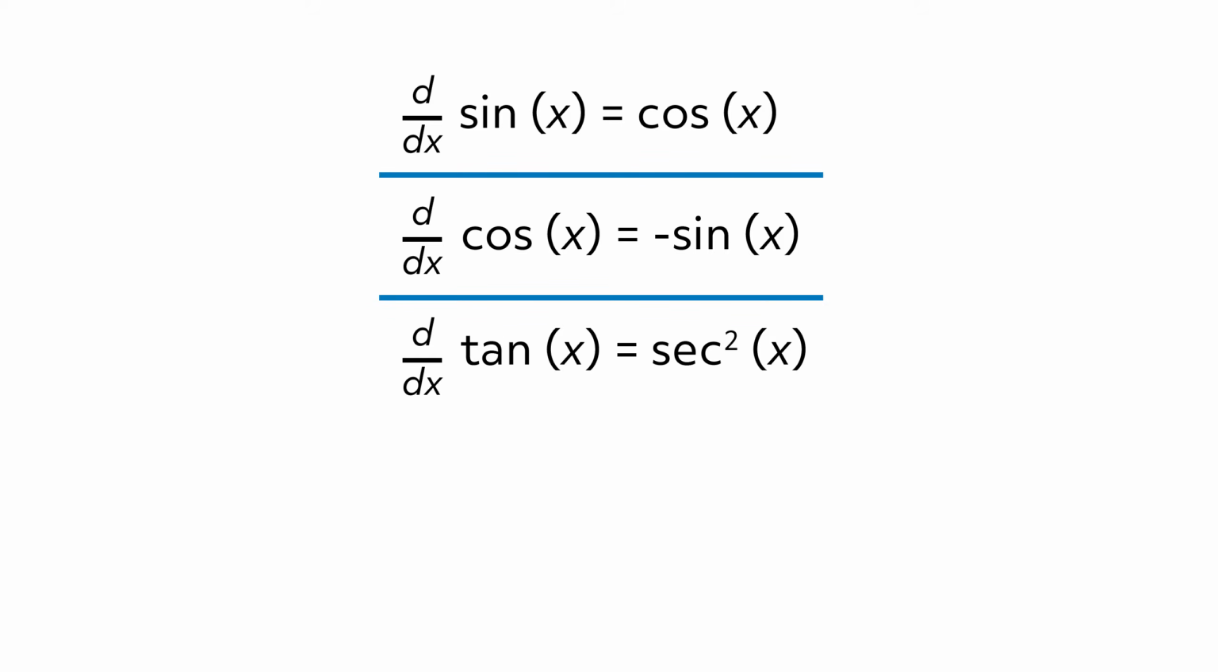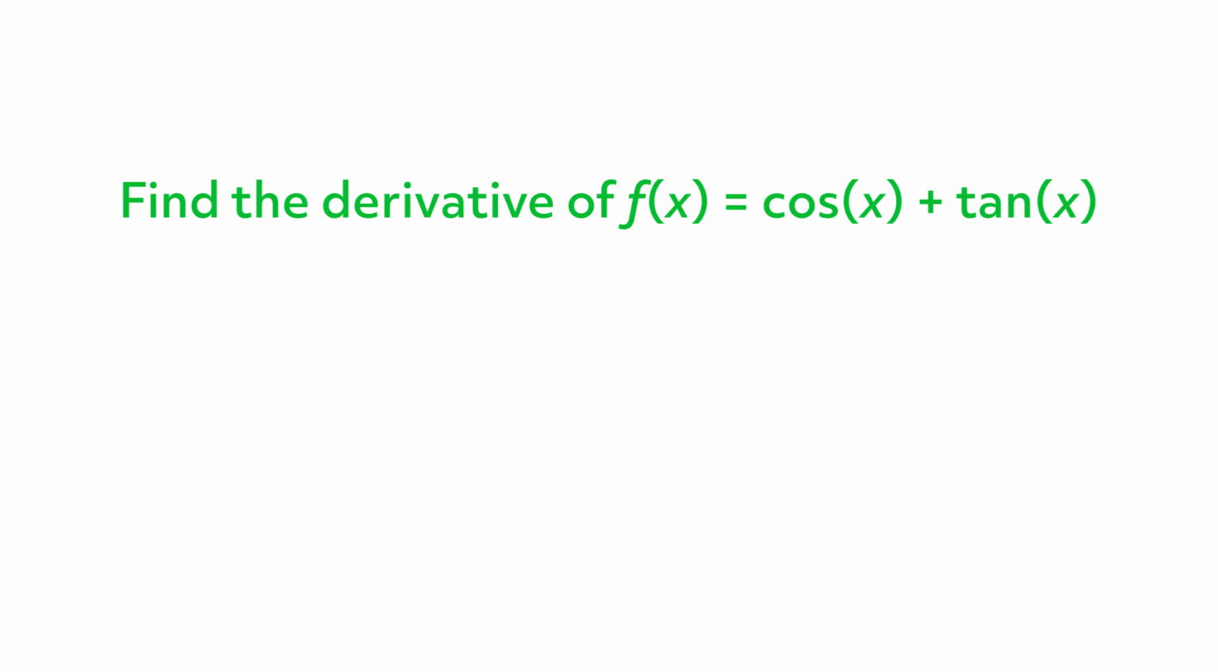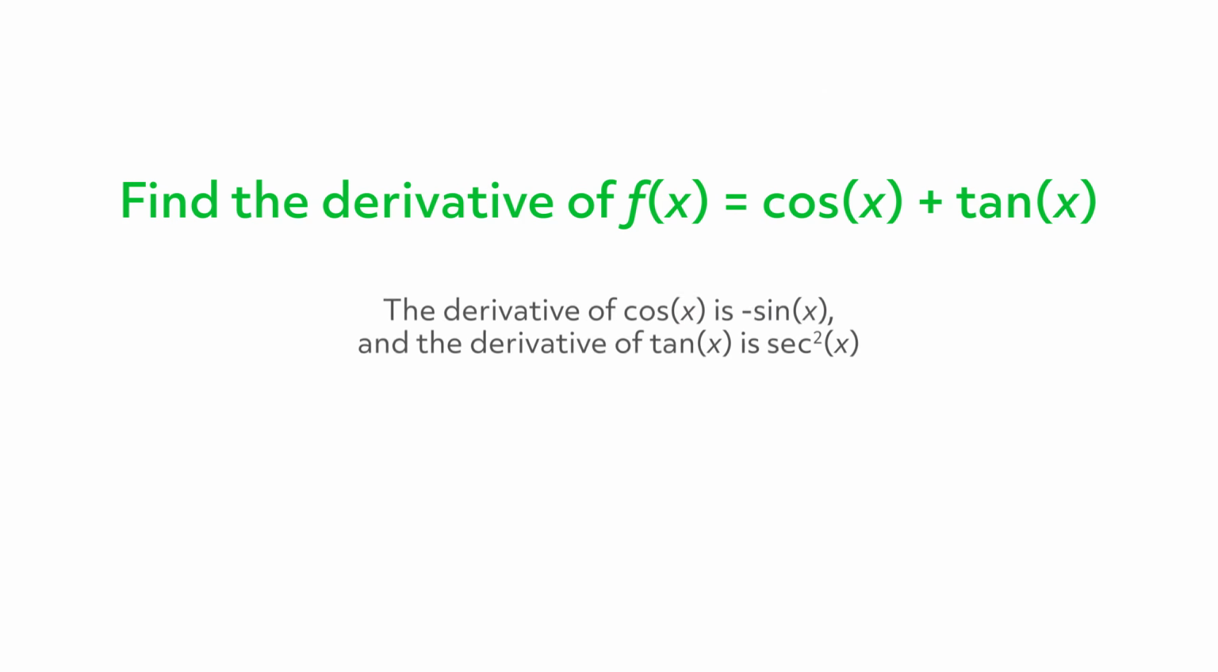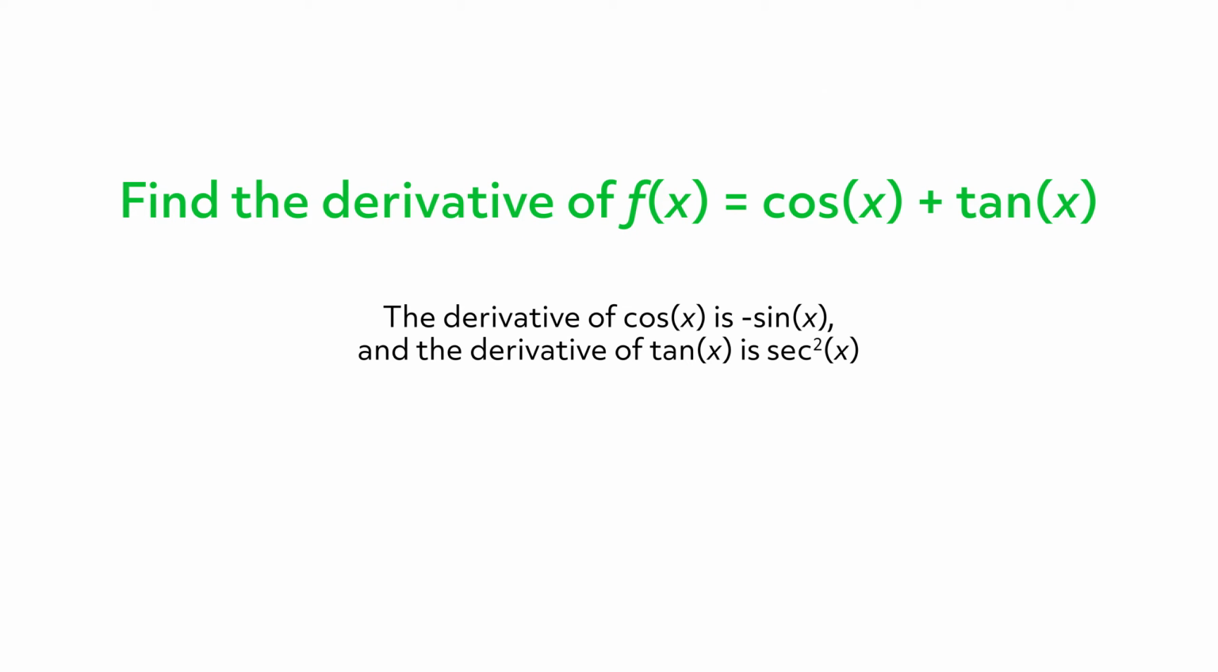Moving along, the derivative of tangent of x is secant squared of x. Recall that secant is equivalent to 1 over cosine of x. Before we go on to discuss the derivatives of the reciprocal functions secant, cosecant, and cotangent, let's do a couple examples. Find the derivative of f of x is equal to cosine of x plus tangent of x. Since this function simply involves the addition of cosine and tangent, we can handle one term at a time. As we mentioned, the derivative of cosine of x is negative sine of x, and the derivative of tangent of x is secant squared of x. So f prime of x is equal to negative sine of x plus secant squared of x.